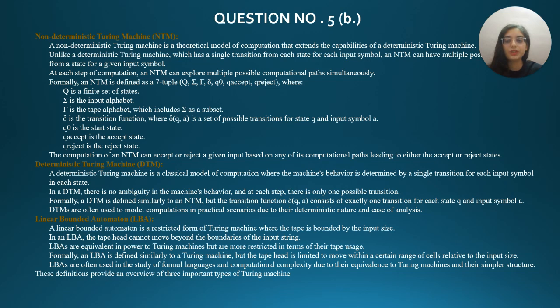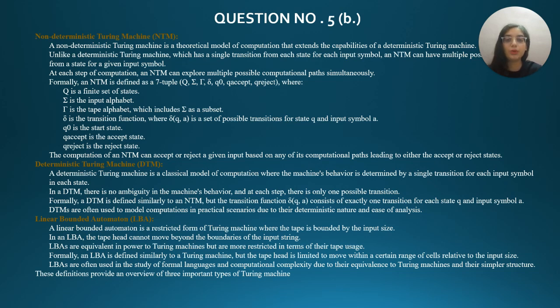Now we have a deterministic Turing machine. A deterministic Turing machine is a classical model of computation where the machine's behavior is determined by a single transition for each input symbol in each state. In a deterministic Turing machine, there is no ambiguity in the machine's behavior at each step, and there is only one possible transition, unlike the non-deterministic Turing machine, which has more than one possible transition.